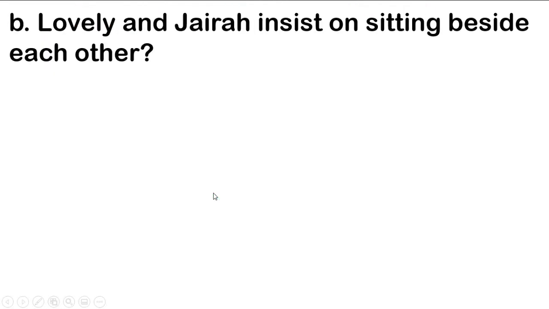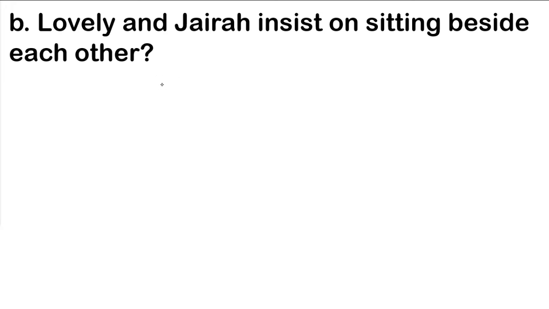Okay? Next, letter B. Lovely and Jaira insist on sitting beside each other. Ayan na naman tayo, yung gusto ng dalawang mag-friends na yon na magkatabi sila. Okay? Again, round table tayo. So, ang formula pa rin na gagamitin natin ay pang circular permutation. Pero since arrangement ito, para mas madali, mahirap kasing mag-ayos kapag pa-circular. Tama? So, ang representation na lang na gawin natin ay pa-row.